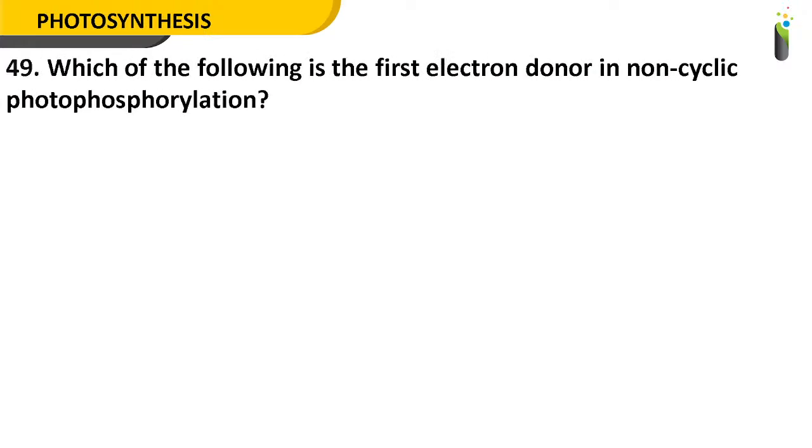Now, coming to the next question, number 49. Which of the following is the first electron donor in non-cyclic photophosphorylation? A. P700, B. Water, C. P680, D. NADP.